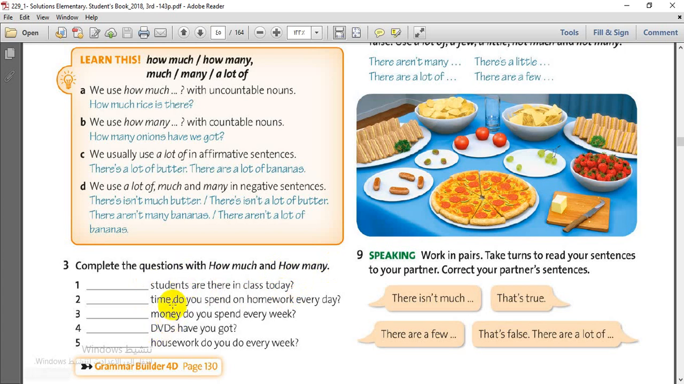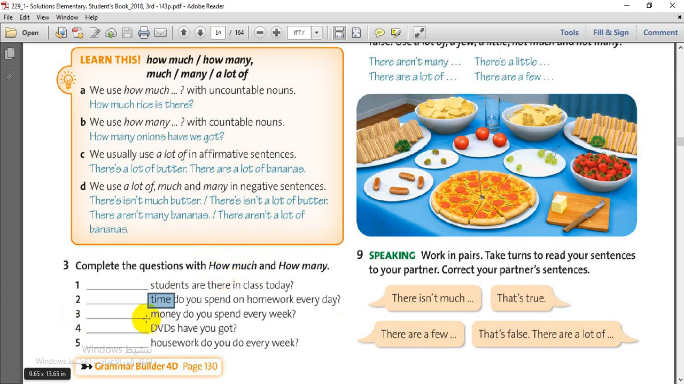Number 2, time do you spend on homework every day? We look after the space here. We have time. Time is uncountable, so we put how much.